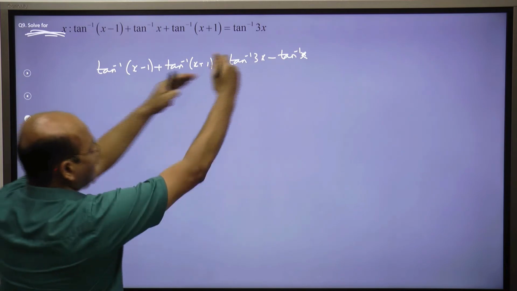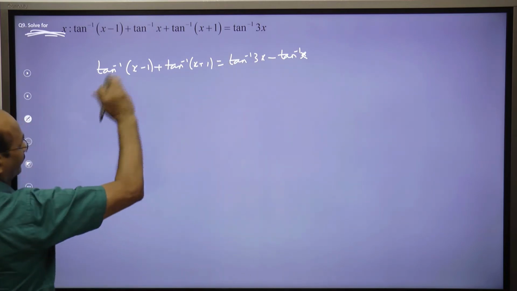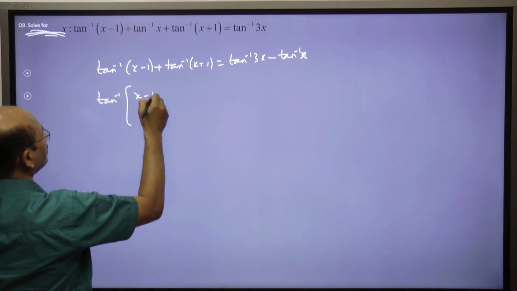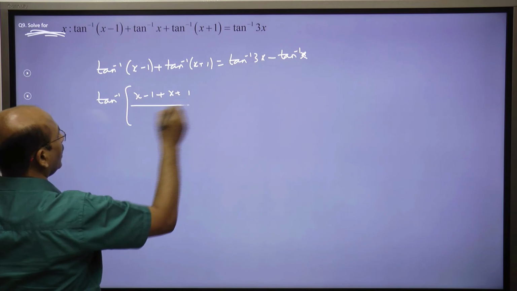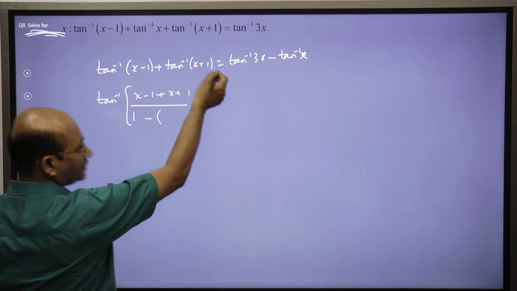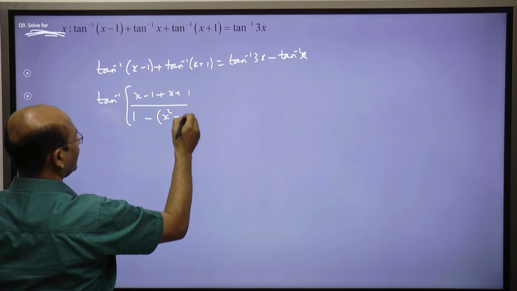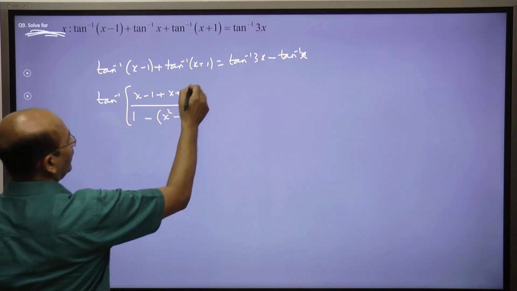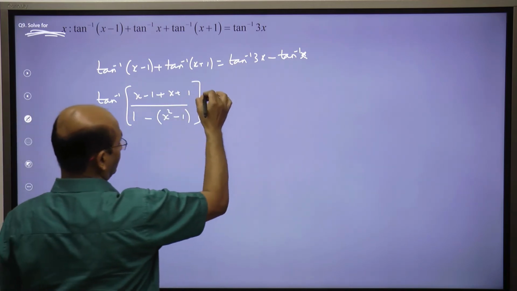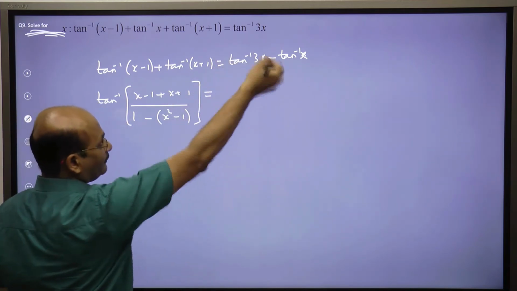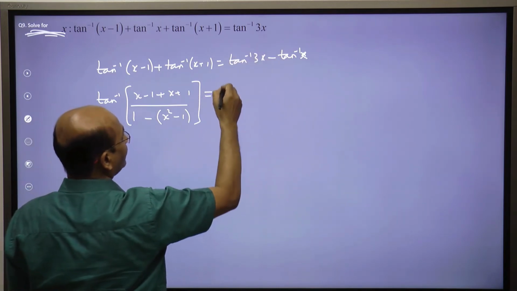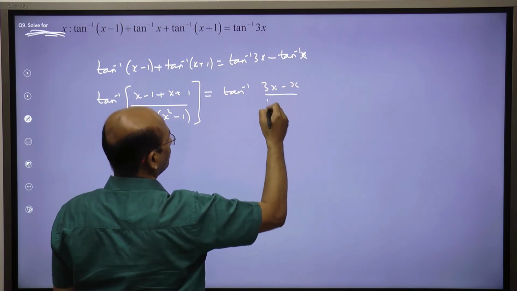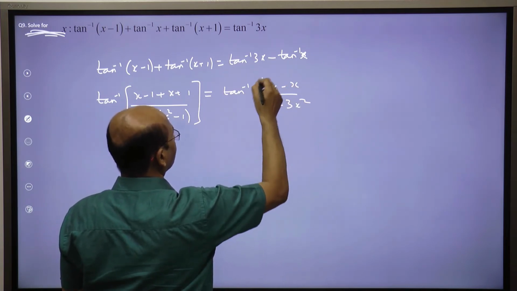So both simultaneously I can bring down the working. Tan inverse x plus tan inverse y is tan inverse x plus y upon 1 minus xy. I am just doing basic mathematics, you can judge for yourself. Tan inverse 3x, and tan inverse x minus tan inverse y is tan inverse 3x minus x upon 1 minus xy.